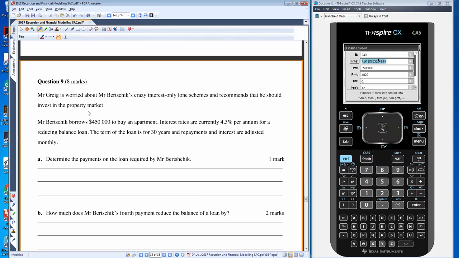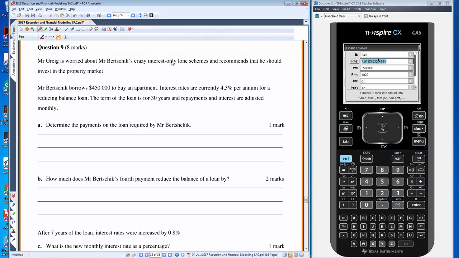Alright, question 9. Mr. Gregg is worried about Mr. Birchick's crazy interest-only schemes and recommends he should invest in property. So what he does, he drops $450,000 on an apartment with interest rates at 4.3% per annum. The term of the loan is 30 years.